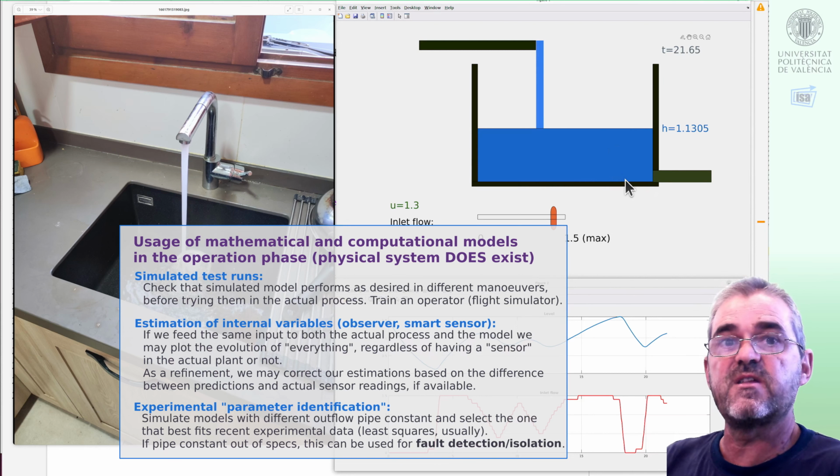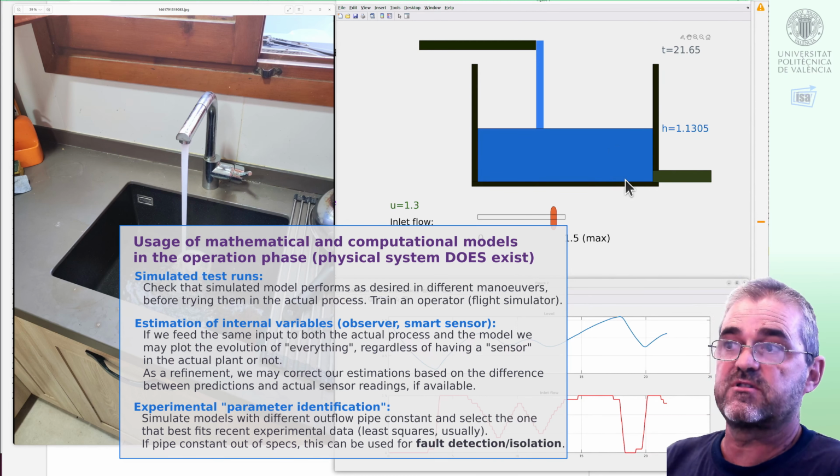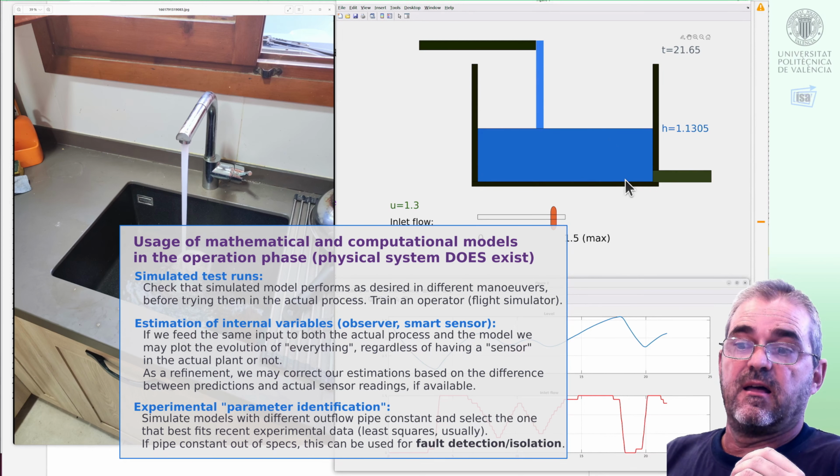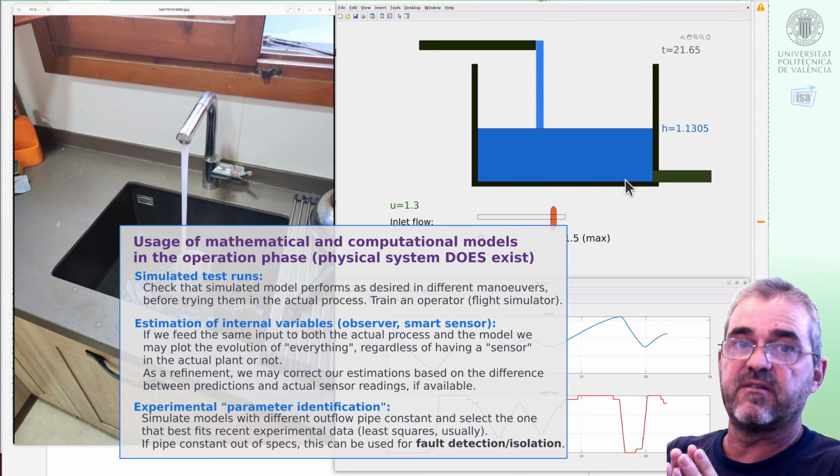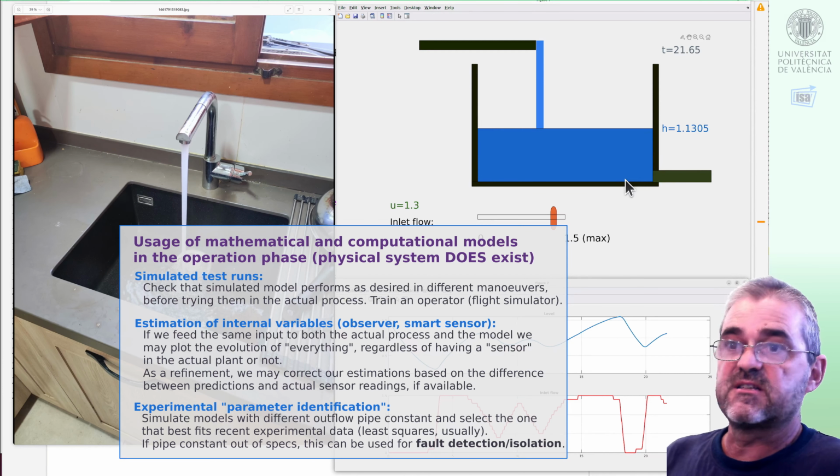So the idea is feeding my model with the same inputs as the real thing. And there is a more advanced methodology, which is called an observer, in which I feed not only the inputs, but whatever physical sensors of levels, pressures, flows, or whatever I have in my system.